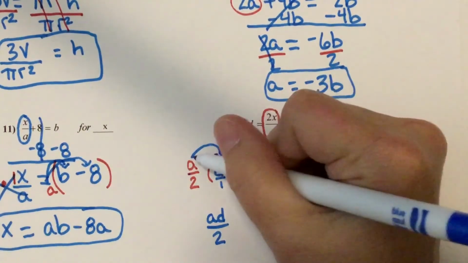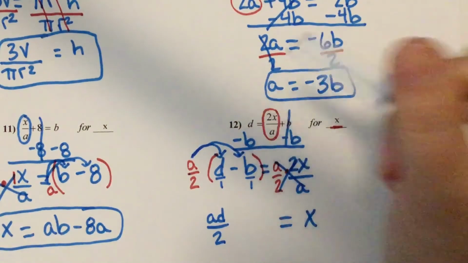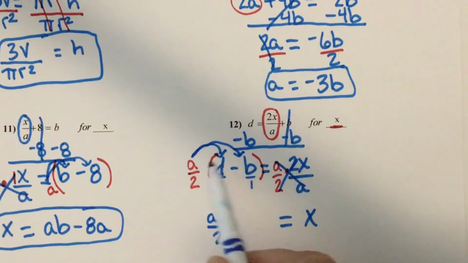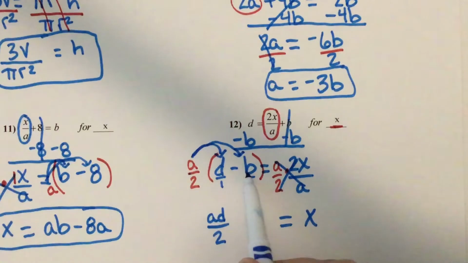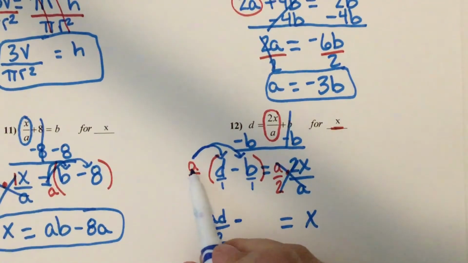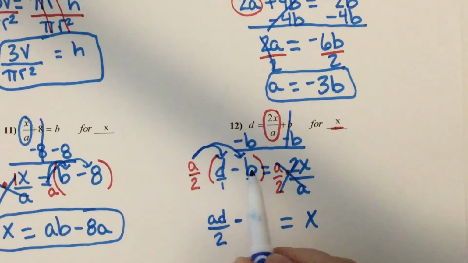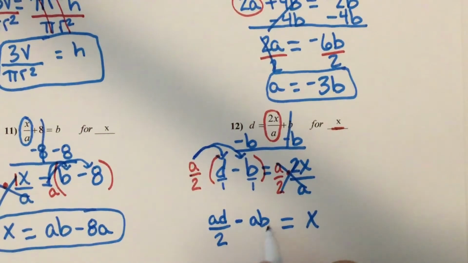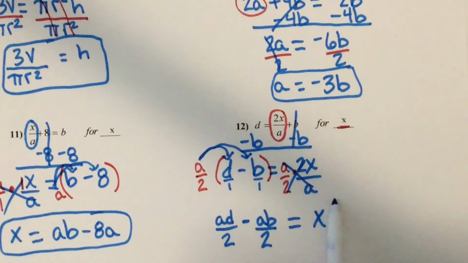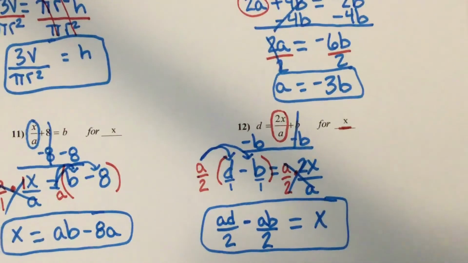Okay, now let's do a over 2 times negative b. So multiply the numerators. So a times a negative b, a positive times a negative, that's just a negative. And a times b, that's just ab. Put your fraction bar. And denominators, 2 times 1, that's just 2. And that's our answer. And we're done.